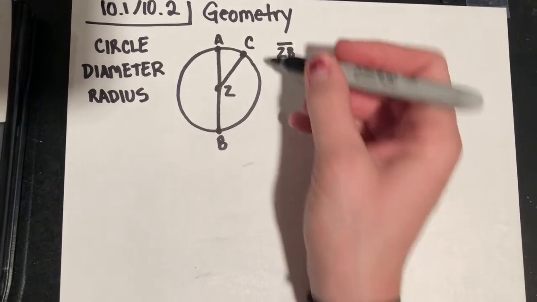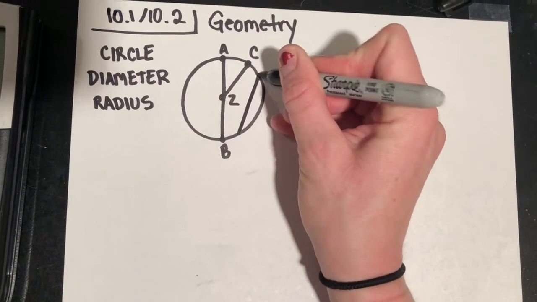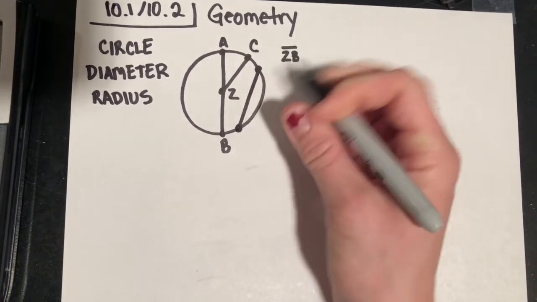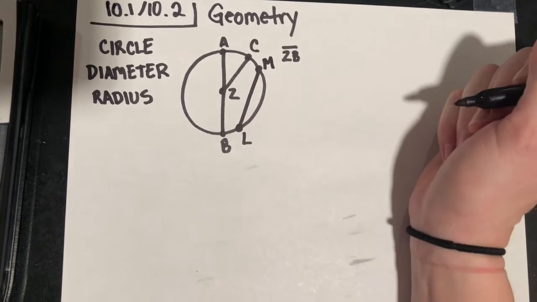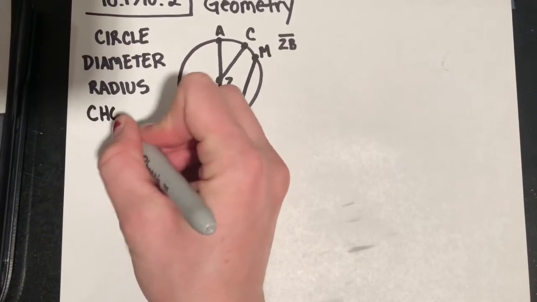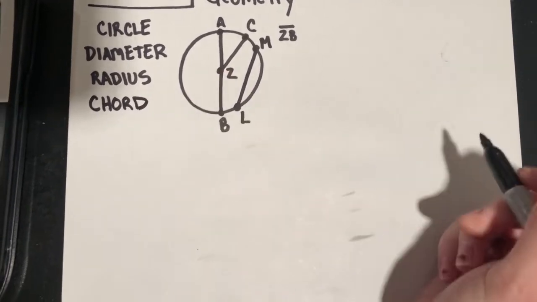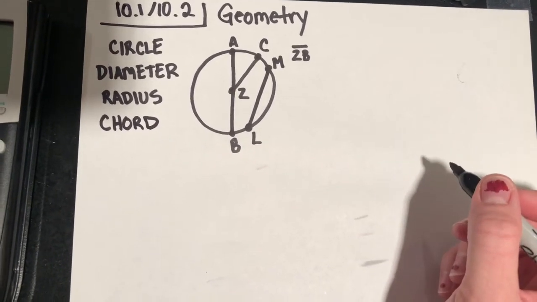Now, I have, let's say, another one. I have a great segment right here. This segment I'm going to label LM. Well, LM is known as a chord. Like a chord on the piano, that's how it's spelled. So LM is our chord right there.